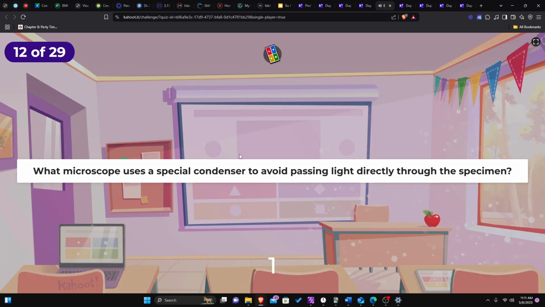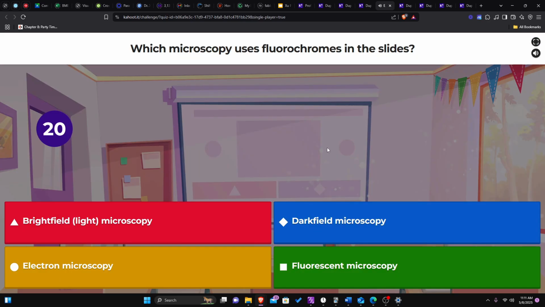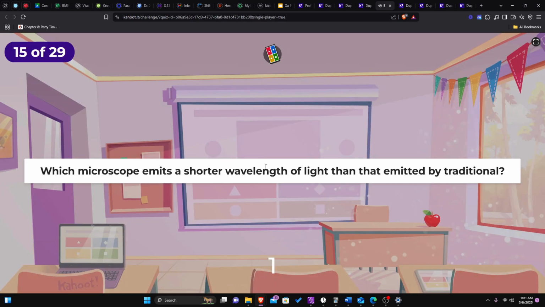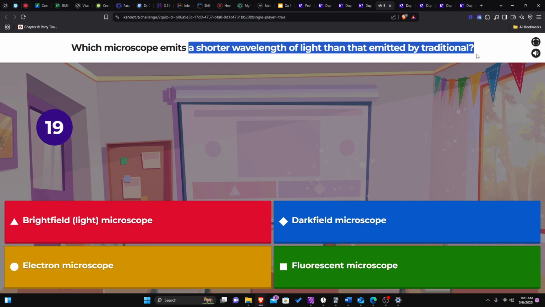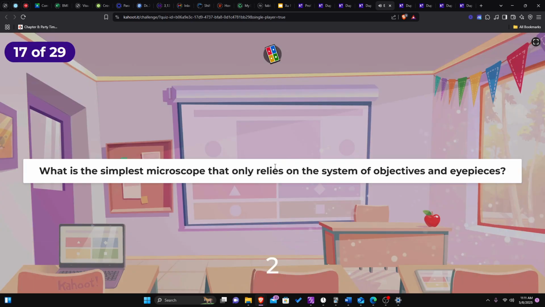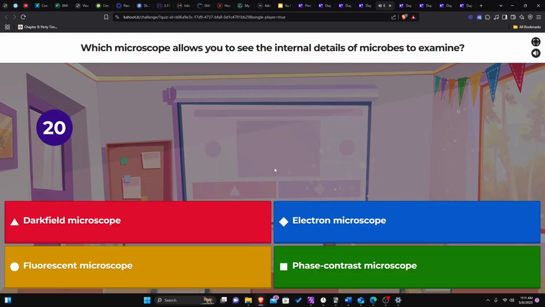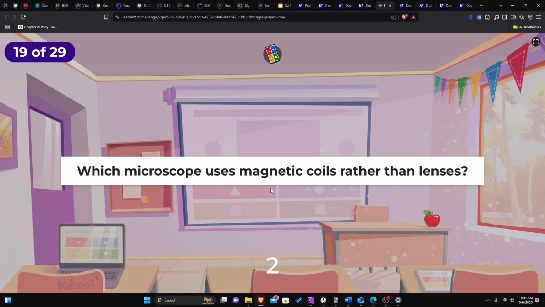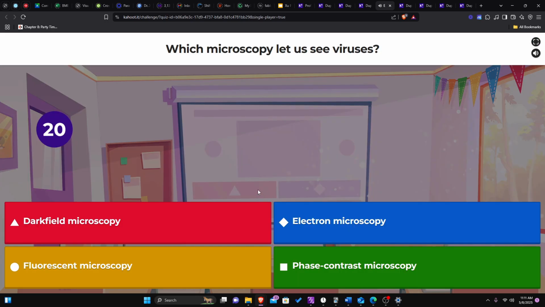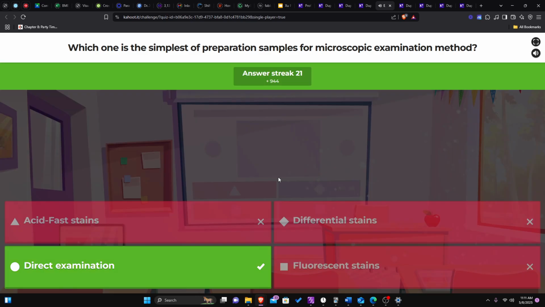Brightfield. Field. Phase contrast. Wavelength fluorescent. Electron microscopy. Electron microscope. Direct examination.